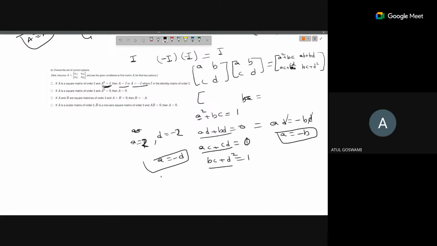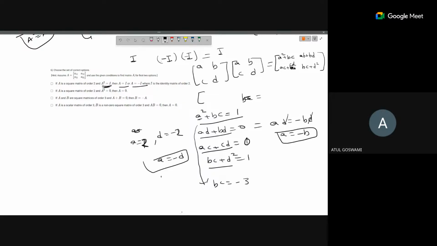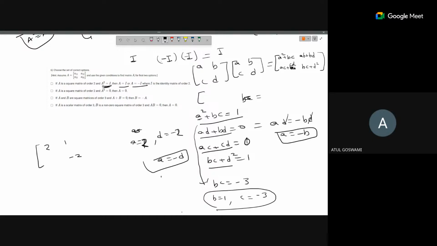So now A is 2, so A square is 4. This is the first condition, right? So I'm writing here: A square is 4, so BC is minus 3. Is that correct? Now we can take such values. Suppose B is 1 now, then what is C? Minus 3. Okay, so we have B, C, and A, D. So the matrix I get is 2, minus 2, and 1, minus 3. So we found this matrix.